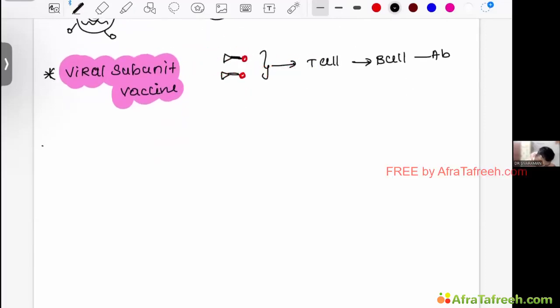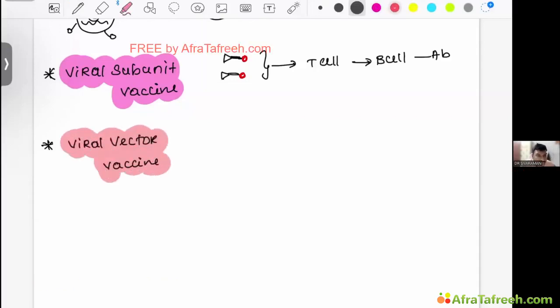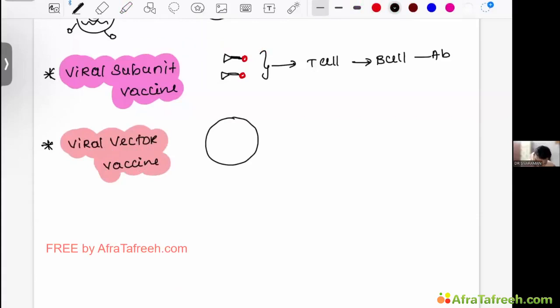The third group of vaccine is the viral vector vaccine. What is this viral vector vaccine? You are going to have a vector, for example a non-coronavirus. In this non-coronavirus, there is already one genetic material. In this genetic material, you are going to add the coronavirus genetic material.